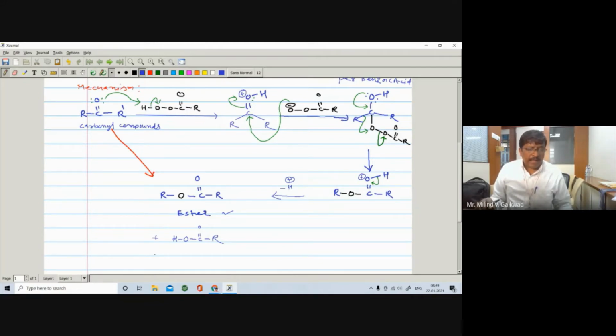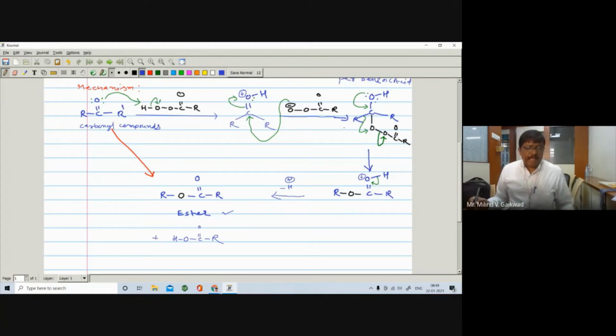But again, if the two alkyl groups are different, look here: we are going to attack the R group on the O positive, which means the positive center. So the R which is more nucleophilic in nature will attack the oxygen. If the alkyl groups are different, the R group that is more nucleophilic in nature will attack, and you can get the corresponding product.